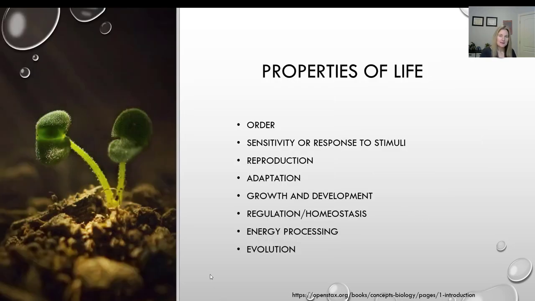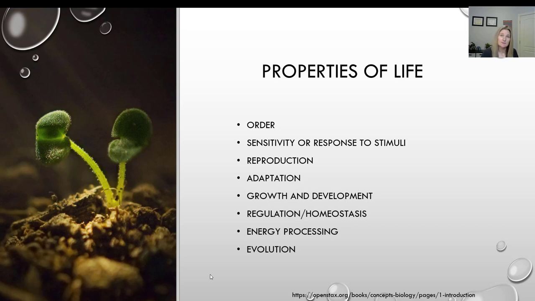We're going to begin talking about what life is. What are the characteristics of life? We're going to go through the 8 properties of life. Depending on which textbook you've reviewed, I've seen the properties of life vary from textbook to textbook, so just be aware of that. In the Concepts of Biology Openstax textbook, they identify 8 properties of life, and we will be going through each one of these properties.